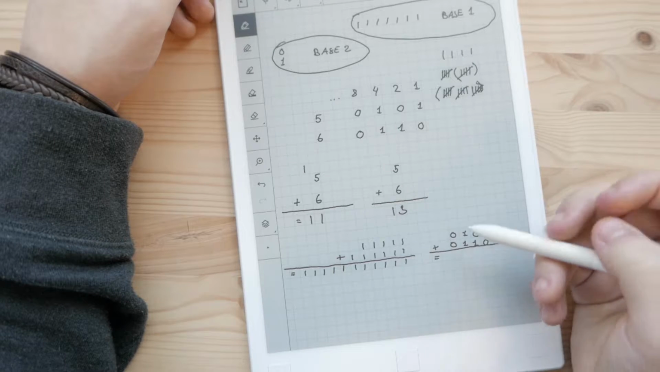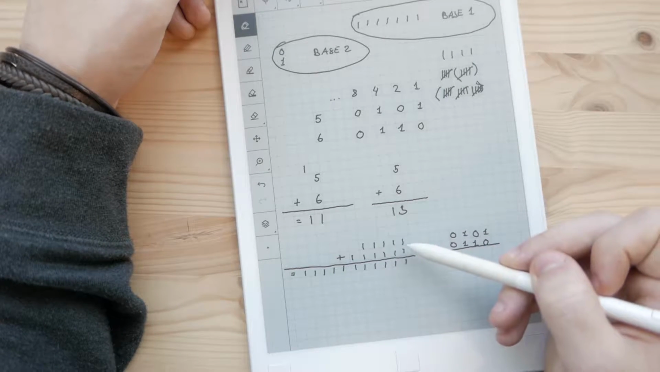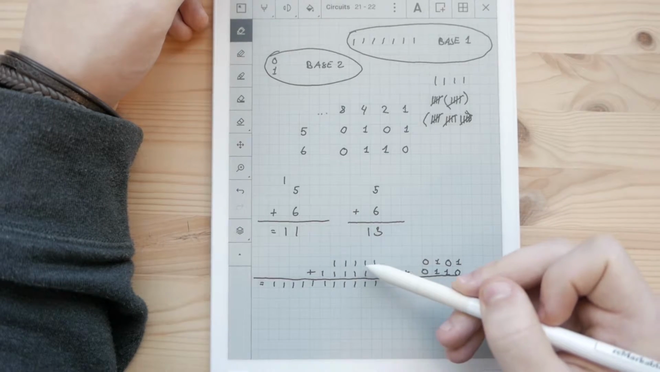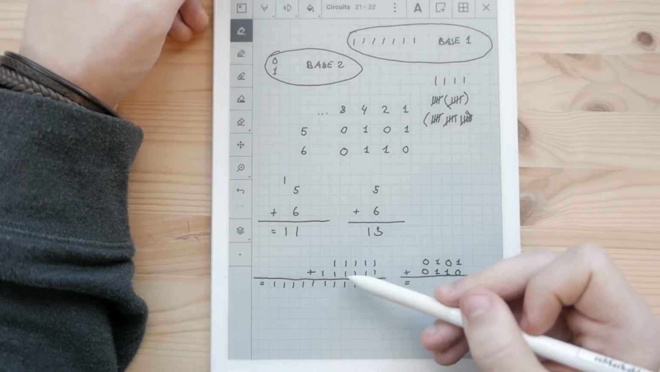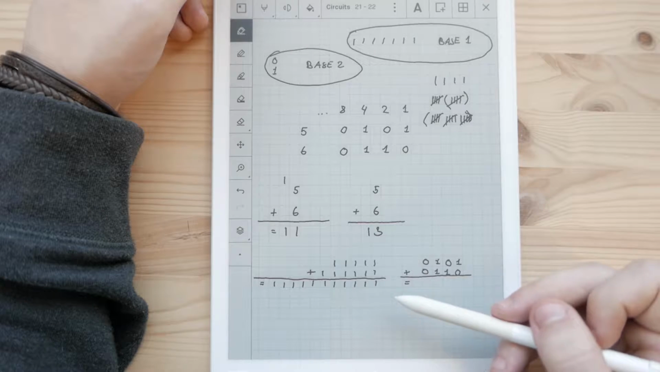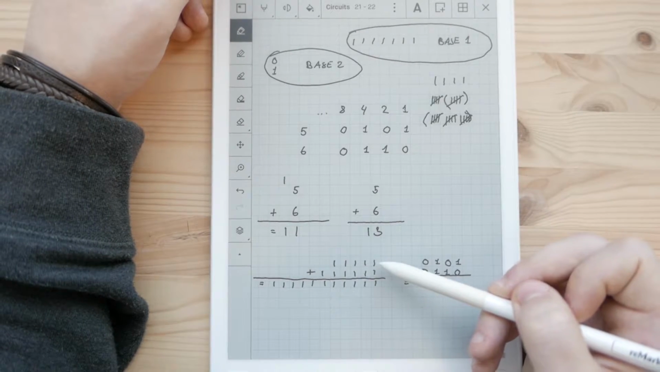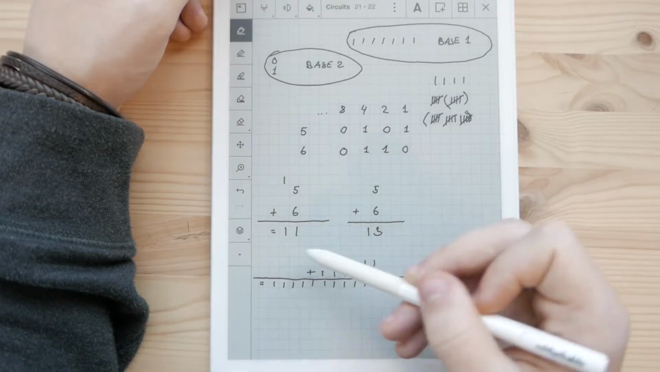And just to be stupid, let's add them up in base 1 as well. So here I have the number 5 in base 1. That's 1, 2, 3, 4, 5. And 1, 2, 3, 4, 5, 6. Now, how do we add numbers in base 1? Well, it's very, very easy. You just append them to the end.